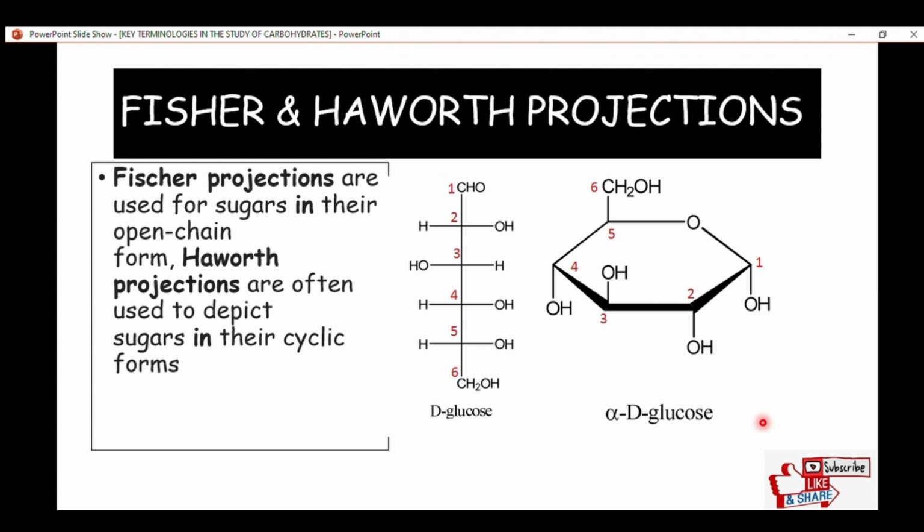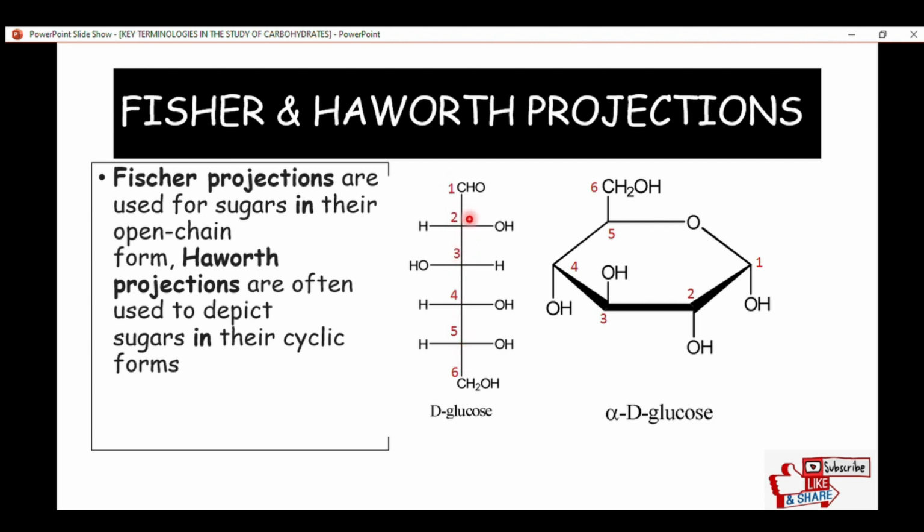Let's start with Fischer and Haworth projection. A Fischer projection is just a representation of a sugar in its open chain form. When you have a sugar molecule, the representation of this sugar molecule in its open chain form is what we call a Fischer projection. For a sugar, we have 6 carbons: the first carbon here, the second, the third, the fourth, the fifth, and the sixth carbon. These carbons are arranged in their open chain form. This is how a Fischer projection looks.